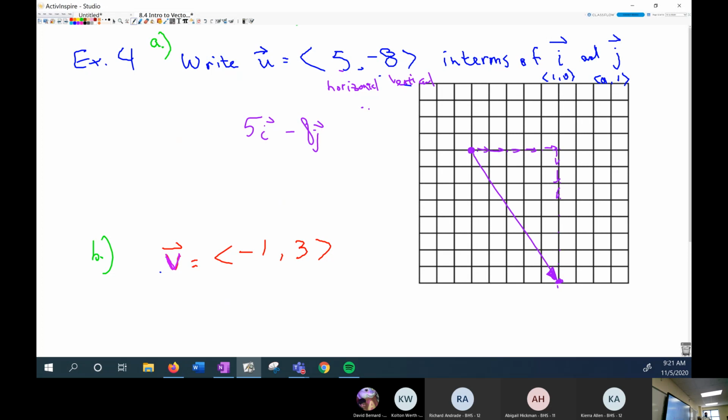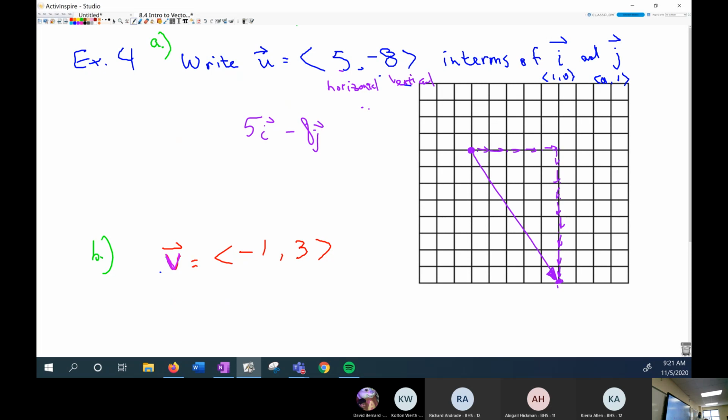Okay, a vector is just a set of instructions. It's not locations. It's not coordinates. We can take coordinates and figure out the vector for that, but that's what this vector would look like. And so that would tell me my set of instructions. I can write it as a component or I can write it as the linear combination.